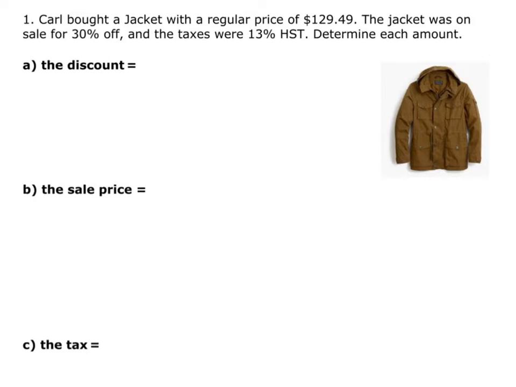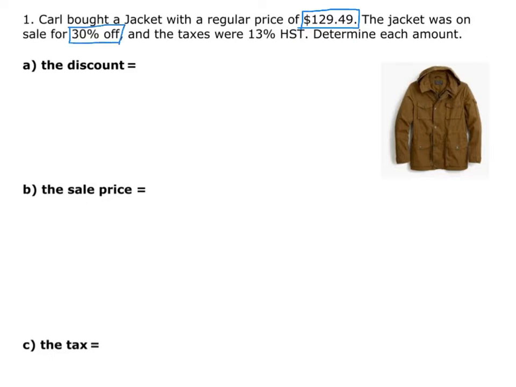So if we turn to page 8, we're going to deal with a lot of discounts of prices. And let's look at question 1. It says, Carl bought a jacket with a regular price of $129.49. So that's the regular price of the jacket. The jacket was on sale for 30% off.